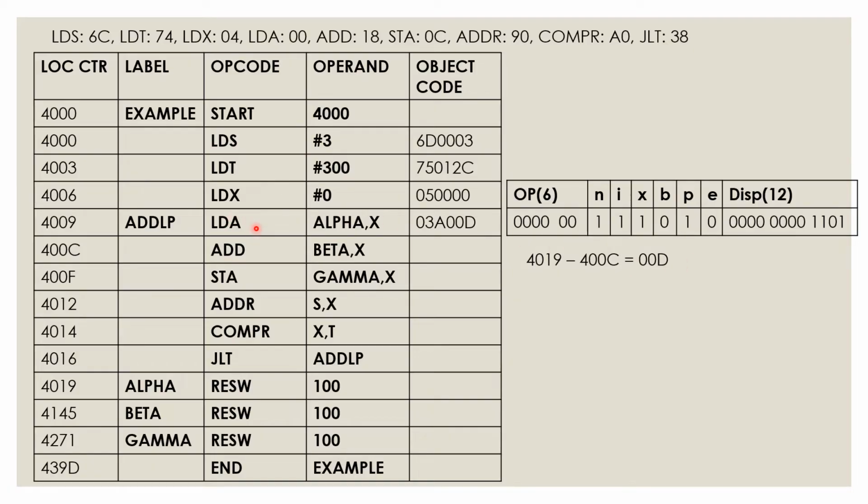Opcode for LDA is given as 00. So by grouping 0000, and again the first 2 bits we will consider, so it is 00. Since it is not in immediate addressing mode nor in indirect addressing mode, the value of N will be 1 and I value will be 1. Making use of X register, X value will be 1 and E value will be 0 because it is of the format 3.